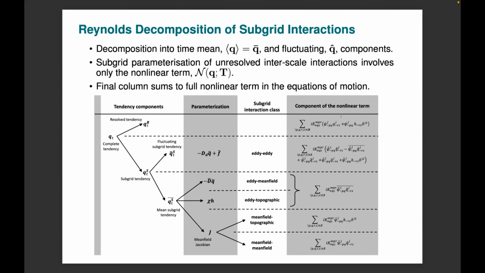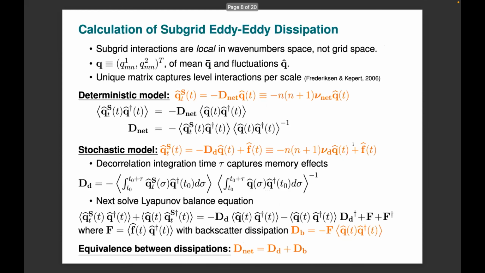So when you add all of these terms together, some of them cancel out, like this one cancels out with this one, and then you return the full non-linear term in the DNS. So now that we have our mean subgrid, our subgrid tendency, and our resolved field, this is the procedure by which we go to calculate the parameter coefficients that govern the eddy-eddy term.